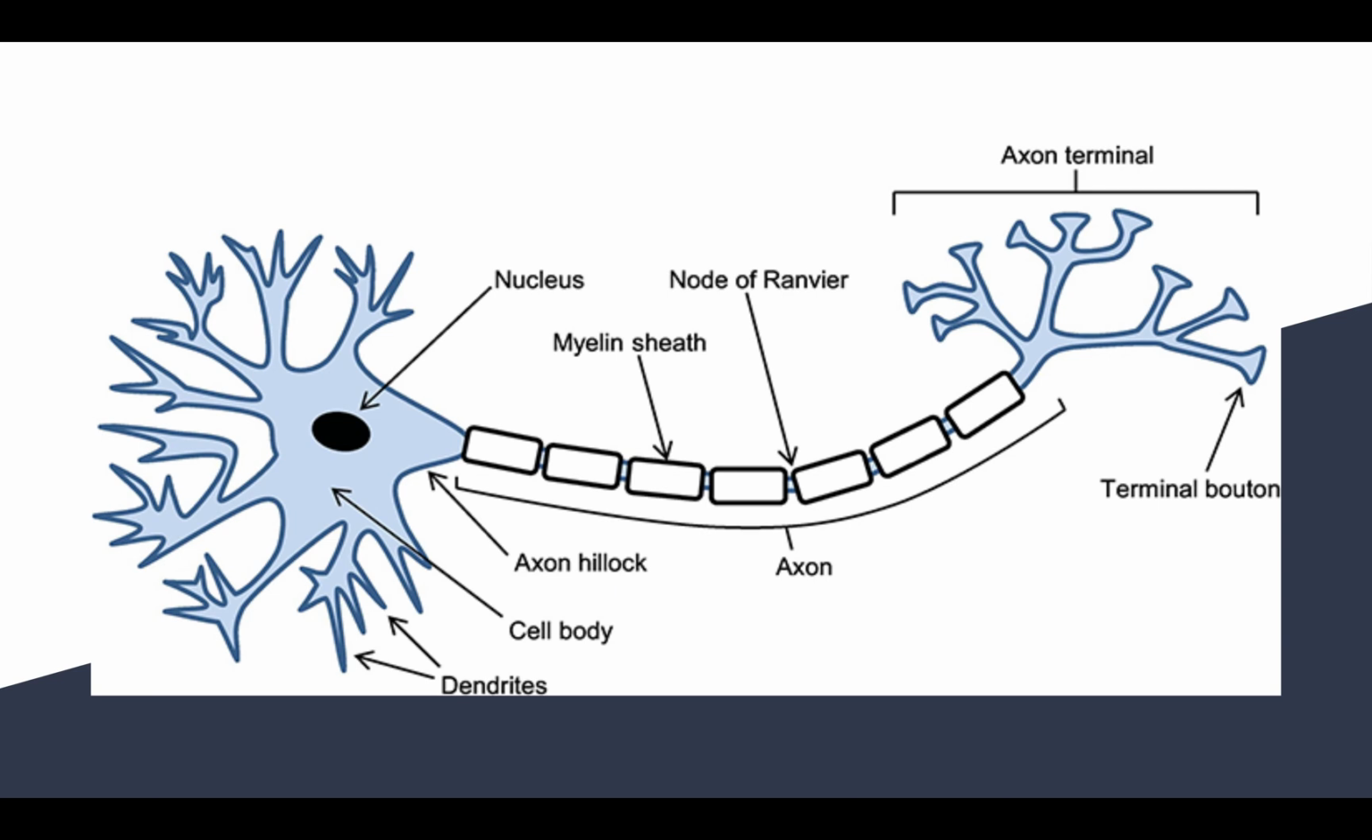The first part is the cell body, which contains the nucleus. The nucleus is what regulates homeostasis for the neuron. The dendrite is the next part, which is the extension from the cell's body. They are responsible for receiving information from surrounding neurons. It receives neural impulses.